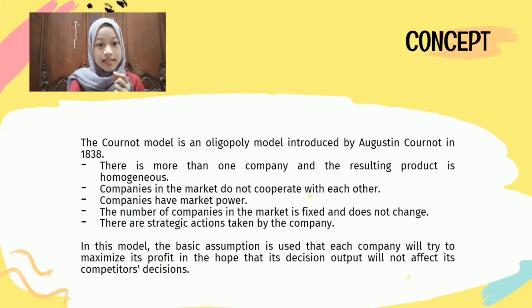In this model, each firm treats the output of its competitors as a constant, and all firms decide simultaneously how many products to produce. In this model, the basic assumption is that each company will try to maximize its profit in the hope that its output decisions will not affect its competitors' decisions.